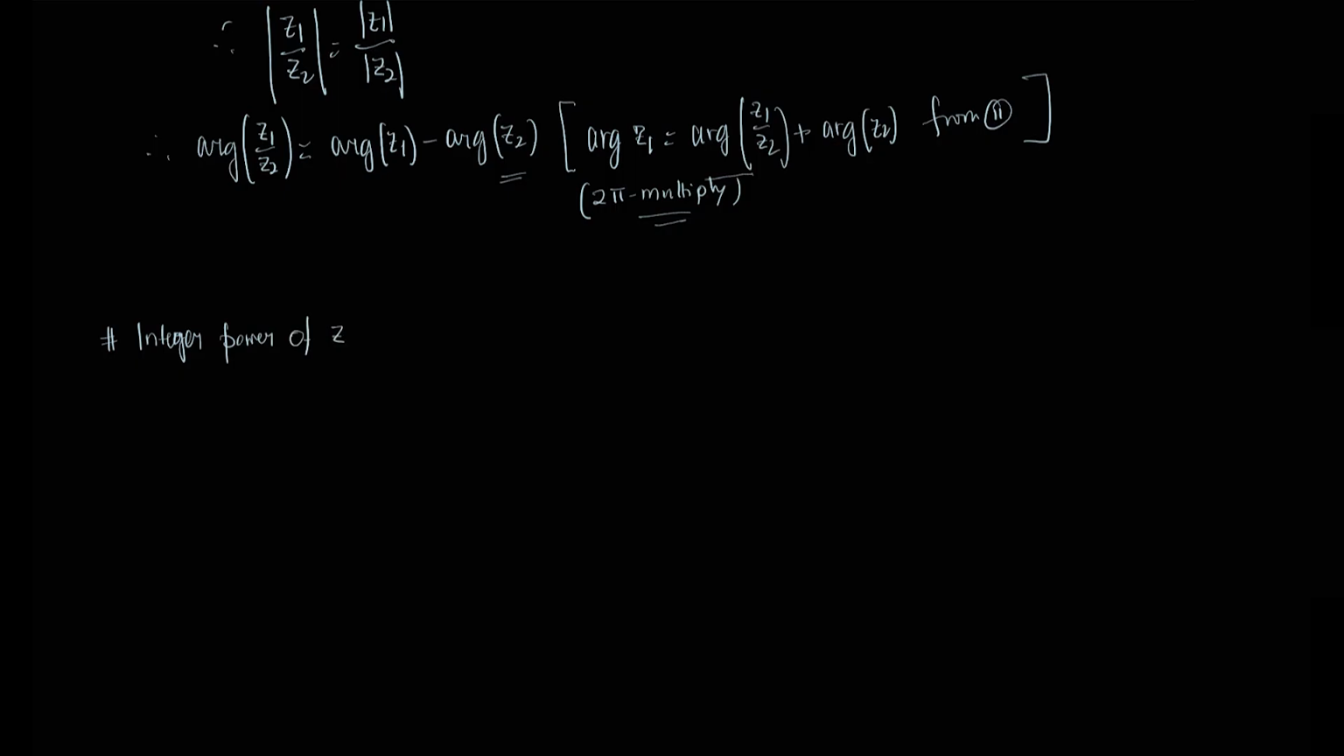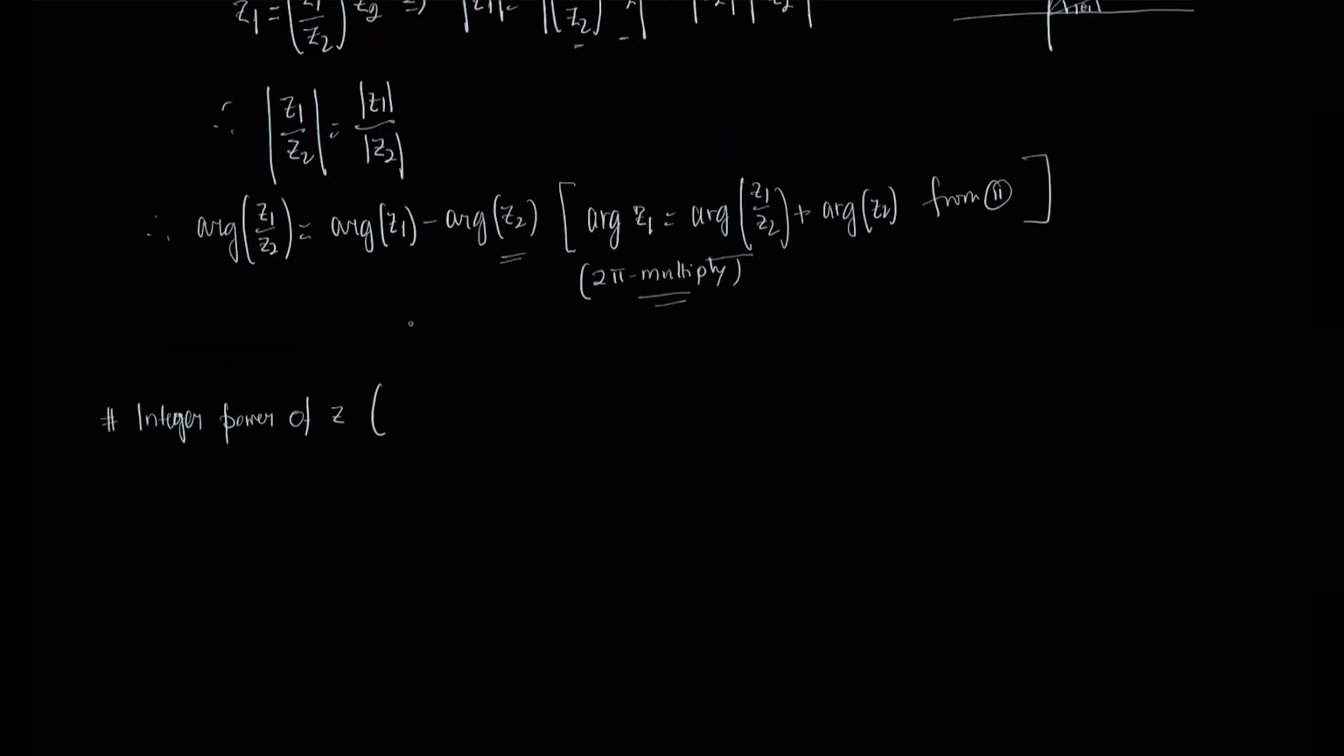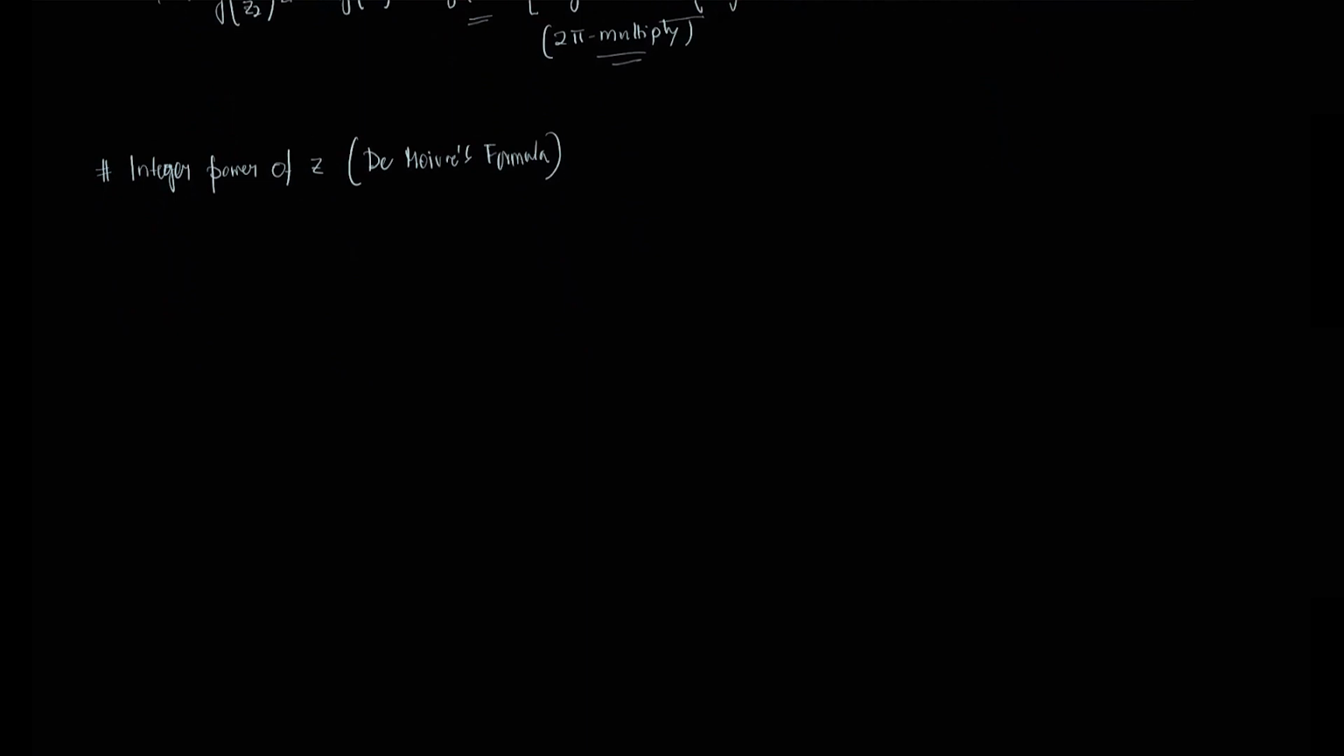If z is there, z squared, z cube, we want to define something like that, right? How do we do that? To do that, we employ something called de Moivre's theorem, de Moivre's formula. So how do I do that? Let's say I am taking z1 equals z2 equals z. If I do that, then what do we have? Z.